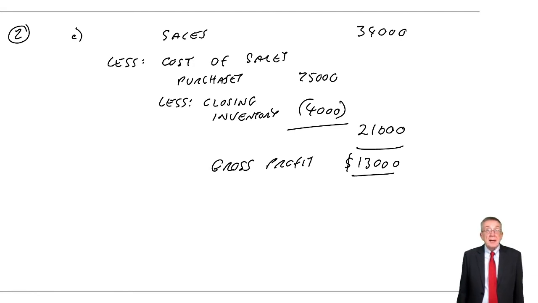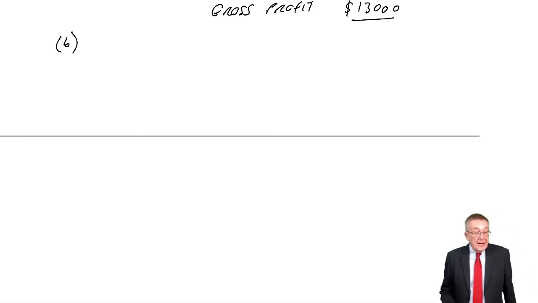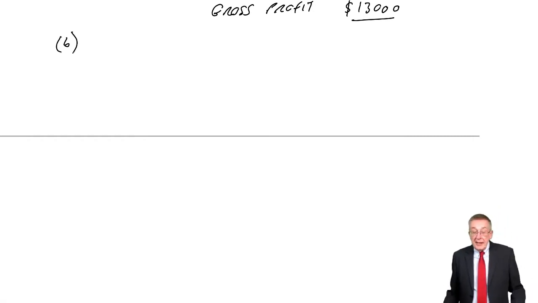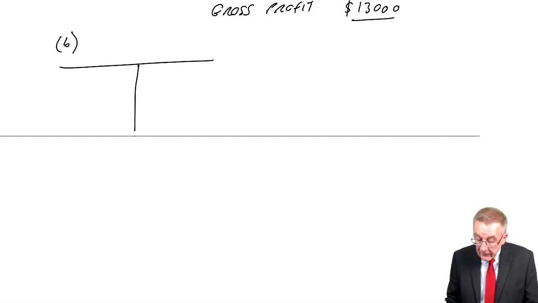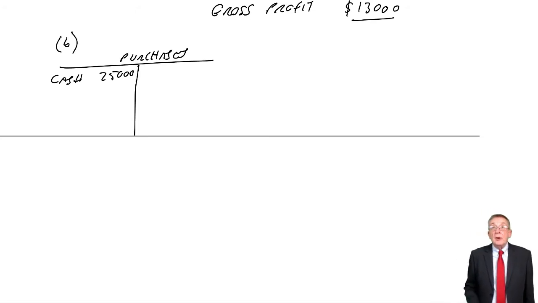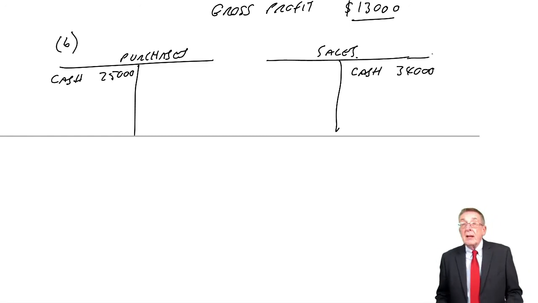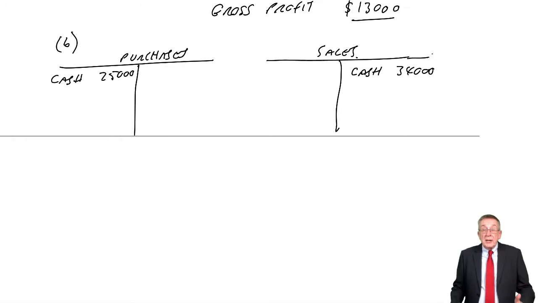But again, now let's play at being bookkeeper and accountant and see how we actually arrive at that. Back to the beginning. We buy goods for 25,000. Well, bookkeeper, credit cash, debit purchases, 25,000. We sell goods for 34,000. Debit cash, credit sales, 34,000. And again, that's all the bookkeeper will have done.